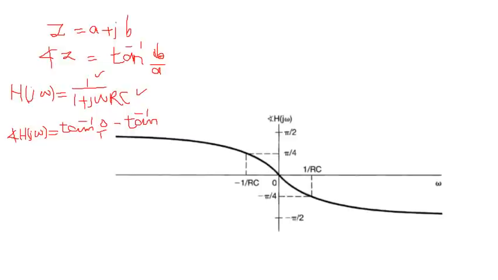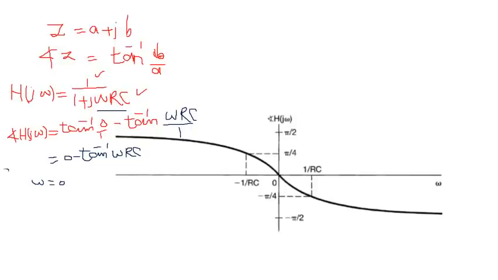the imaginary part, omega RC, divided by the real part, which is 1. The first term is tan inverse of 0 over 1, which will be 0. So the phase of the numerator will be 0, whereas the phase of the denominator equals tan inverse of omega RC. Again, we consider 3 points.